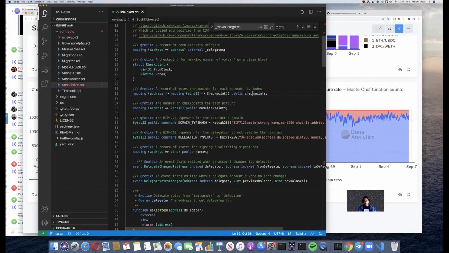Thanks, that explains everything. Does it keep appending checkpoints, like your old checkpoint? It doesn't really append because it's a mapping. So it allocates everything on contract deployment. I see.